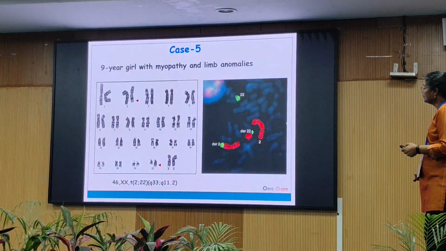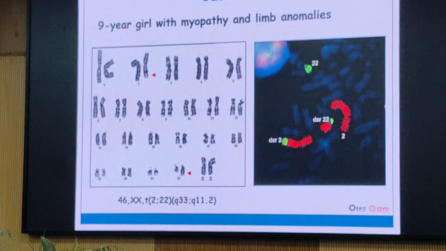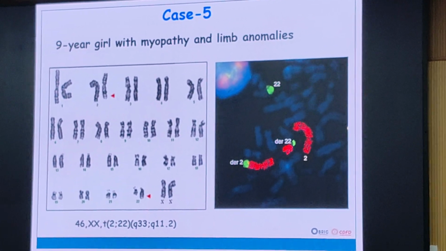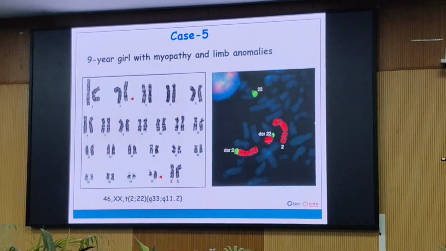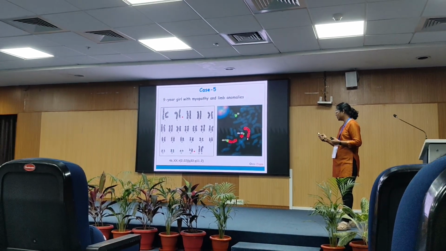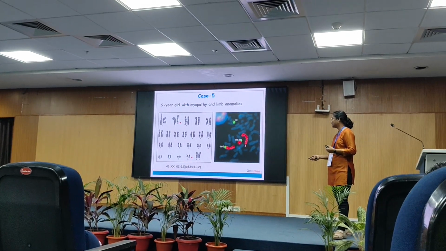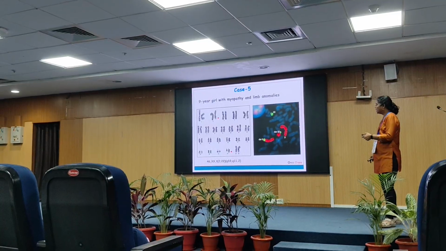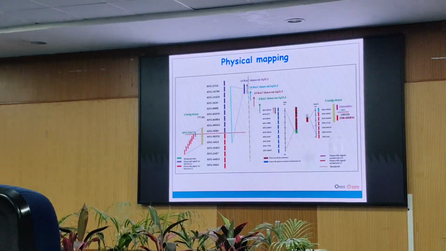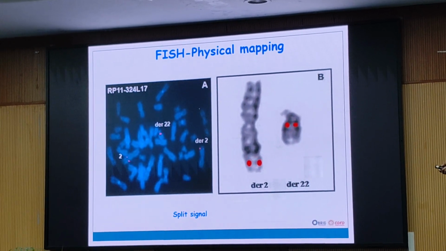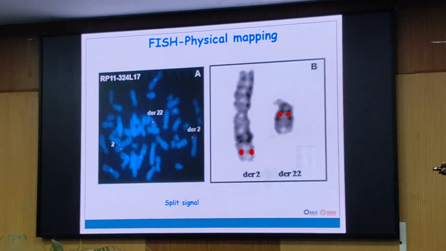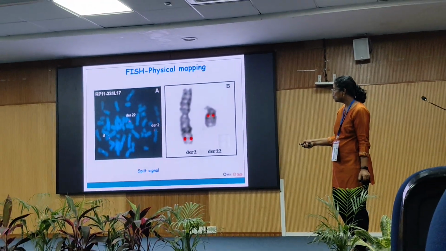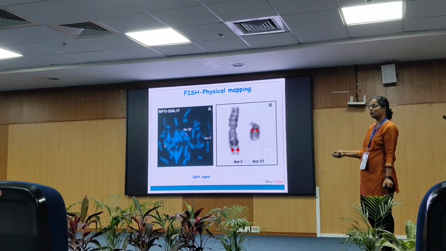And the last case, this is a 9-year-old girl with myopathy and limb anomalies. Okay, so what happened here? There is a translocation involving chromosome 2 and chromosome 22. So here we have done FISH, and we have also done a lot of physical mapping, and we have also got the split signal. You can see that this is a normal chromosome 2, and you can see two signals which are split on derivative 22 and derivative 2, right?